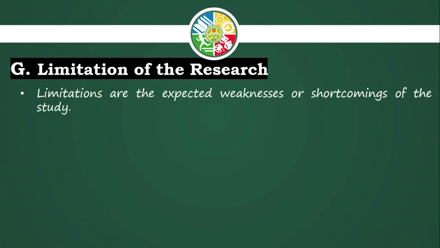Limitation of the research. If scope talks about defining the location and who are included in the research, limitation of research describes who are not included and explains why they were not included in the research. To make it clear, let's read: limitations are the expected weaknesses or shortcomings of the study. Weaknesses in the sense that you did not include them, so it becomes a weakness of your research.